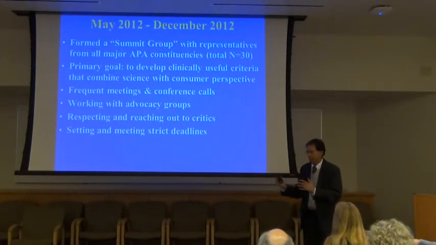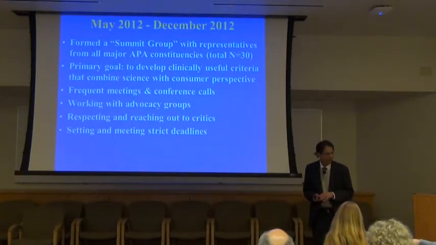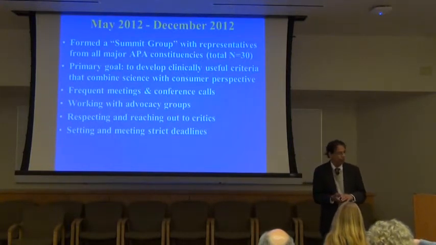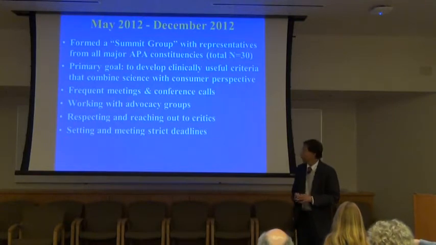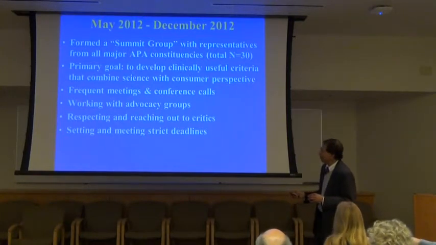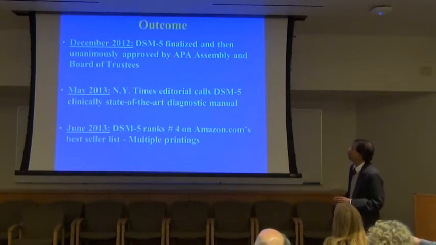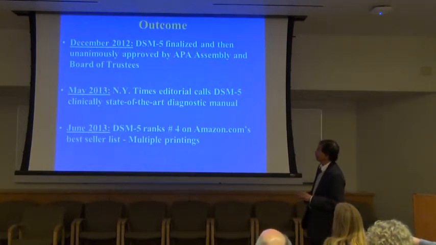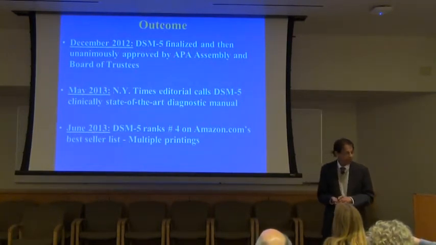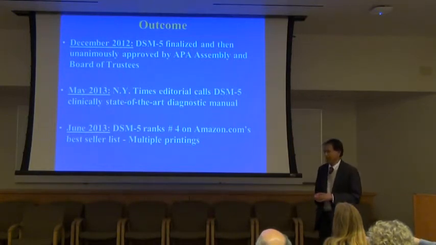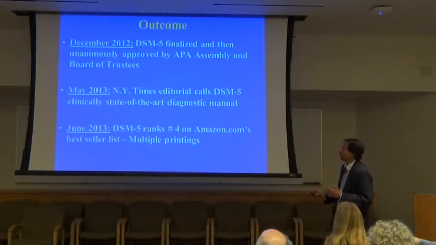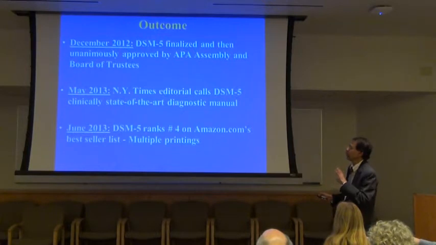I wrote an article in which I said Alan Francis had really done a great job with DSM-4, and that's what we are now doing with DSM-5. And setting and meeting strict deadlines. With that, DSM-5 was approved unanimously by the APA Assembly and the Board of Trustees by December. This was, I can tell you, unimaginable just 6 months earlier. And then this was the most rewarding part.